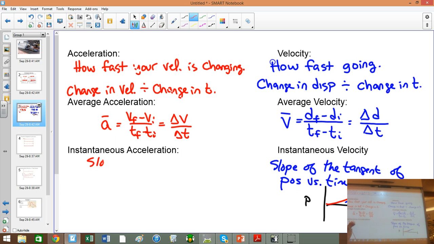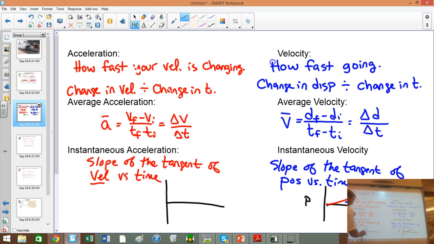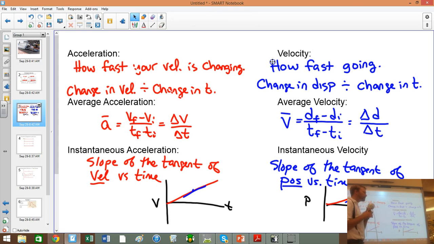Now the instantaneous acceleration is the exact same thing. It's the slope of the tangent of your velocity versus time. So you've got a velocity versus time graph, and you'll notice your velocity is getting a little bit faster. Take your point, find your slope. That's the instantaneous acceleration. So there's a lot of parallels between velocity and acceleration, what we learned last chapter and what we're going to learn this chapter.